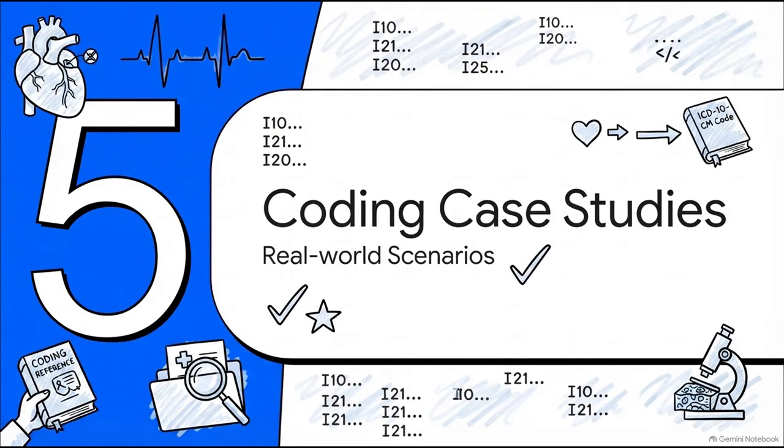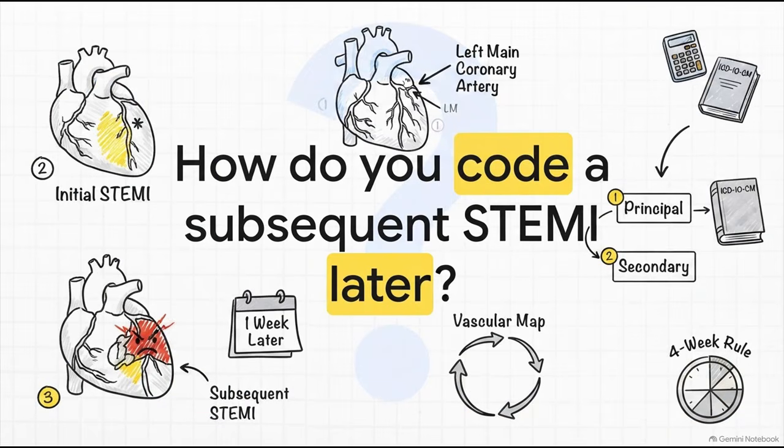Let's put this into practice with Section 5, Coding Case Studies. Time for some real-world scenarios. Okay, here's your first case study. Let's say a patient is admitted with a STEMI involving the left main coronary artery. They have no history of previous infarction. A week later, while still in the hospital for this initial event, they experience a brand new acute anterolateral STEMI.